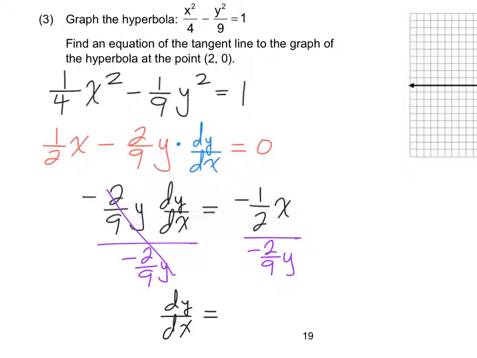When you keep change flip, the negatives are going to go away, but you don't need to keep change flip for that. But 1/2 will be multiplied by 9/2, so 9/4. So 9x over 4y. All right. Now we want this specifically at the point 2, 0. So I want dy dx specifically at the point 2, 0. So 2 goes in for x, 0 goes in for y. Undefined.